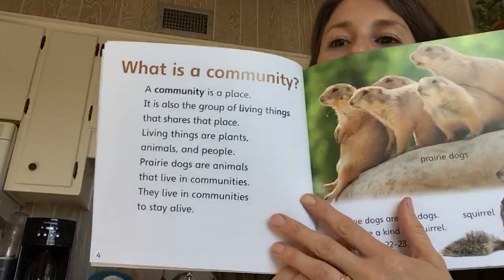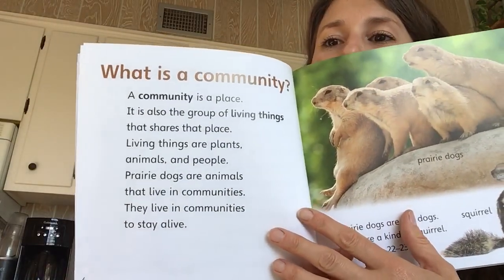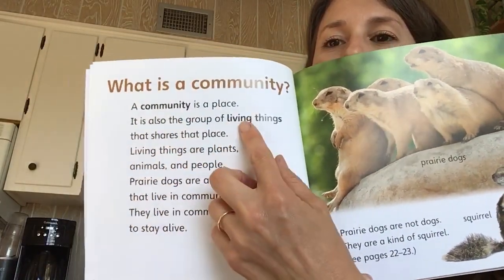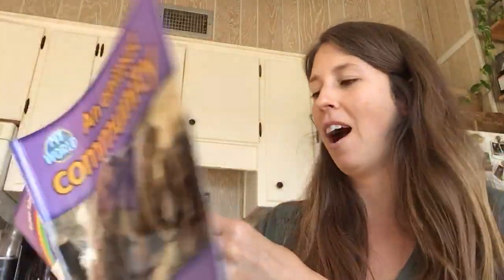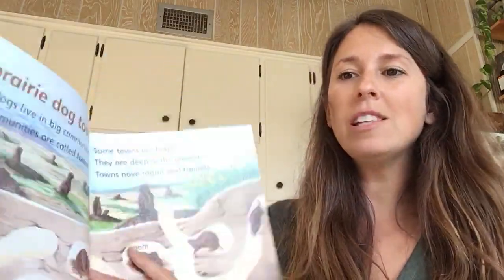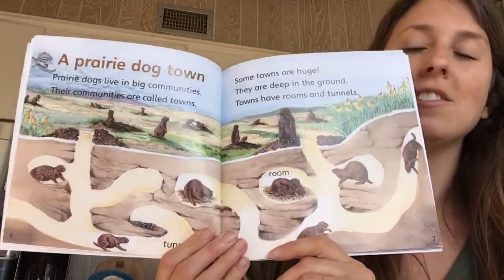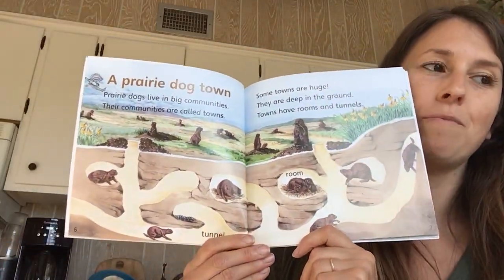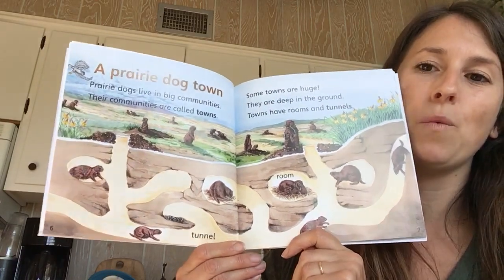What about on this page? Do you see the bold words? Community and living things. Awesome, guys. Almost every page of this nonfiction book had bold words. This page also showed us another text feature. Does anybody remember what they were?